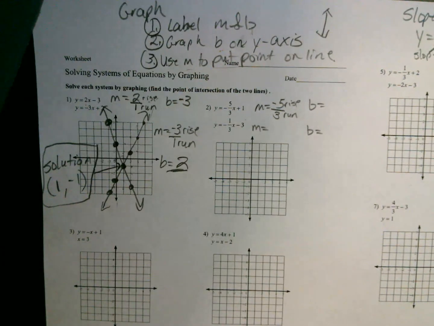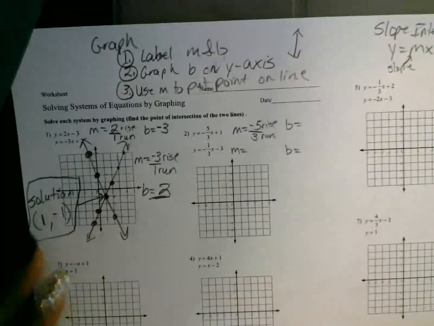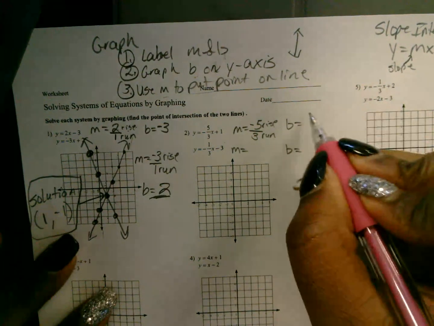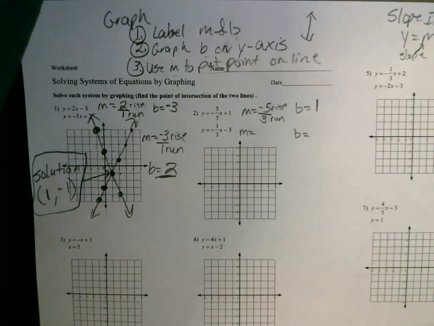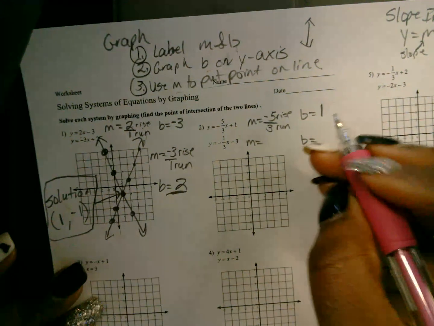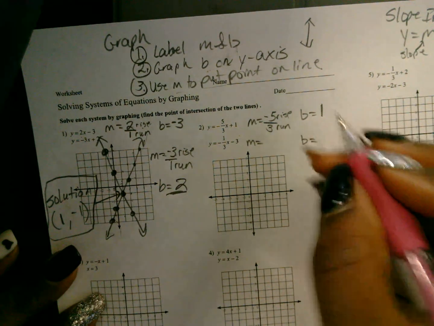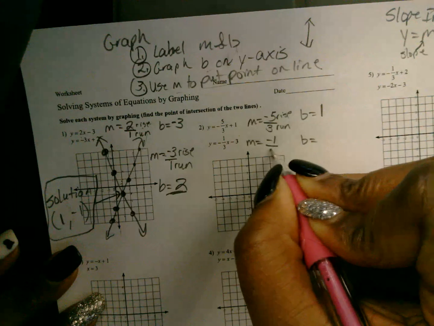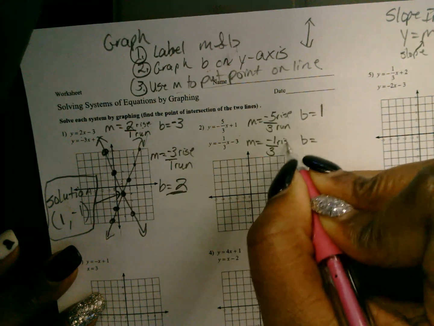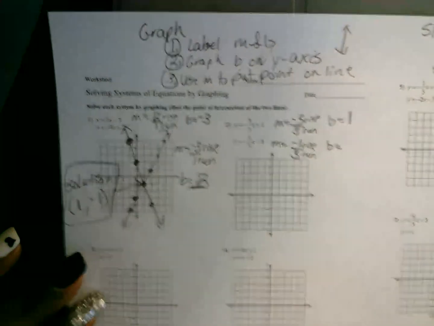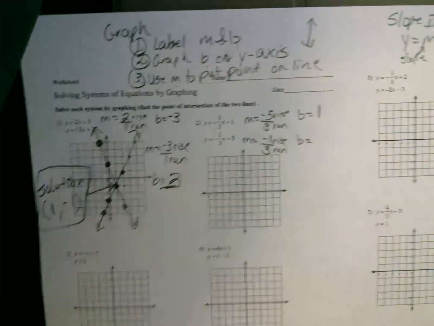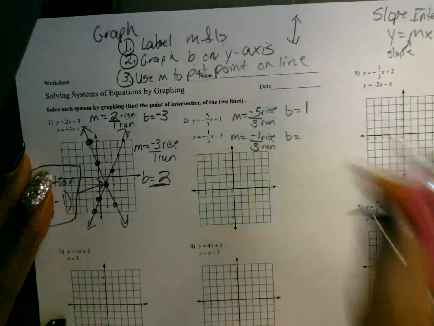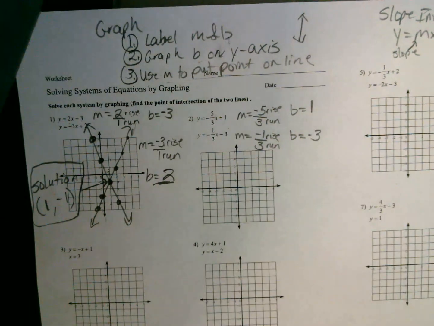What is the y-intercept of the first equation, Natalie? +1. Good job. What is the slope of the second equation, Arturo? -1/3. Good job. Rise over run. What is the y-intercept of the second equation, Hayden? -3. Okay, make sure you focus, because I know you can get this right if you were listening.